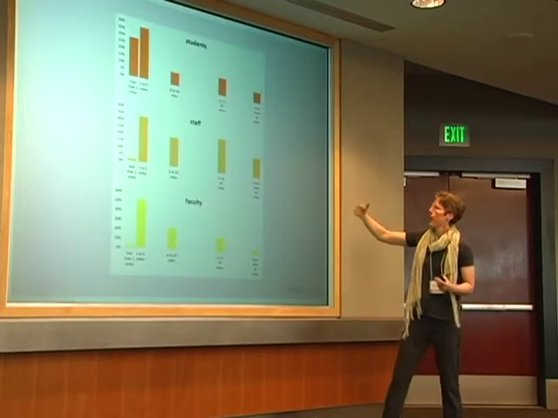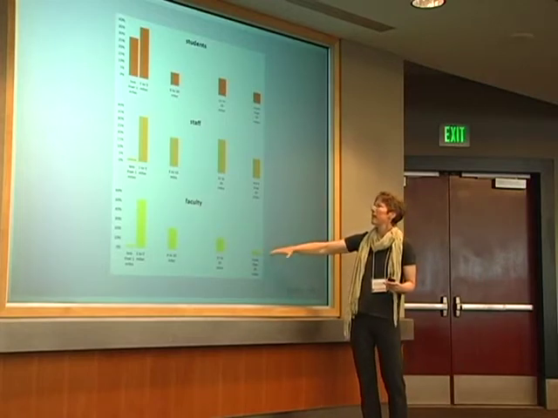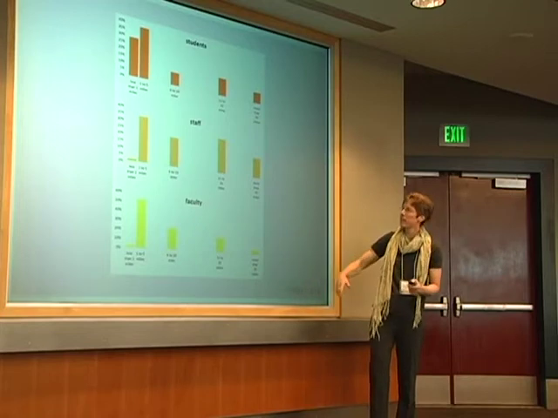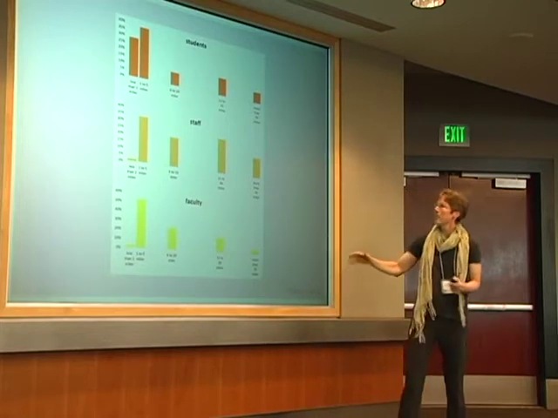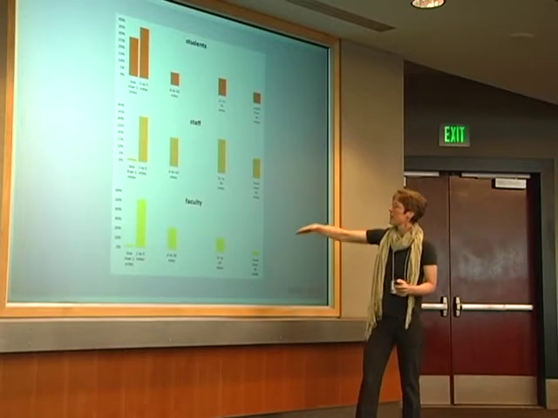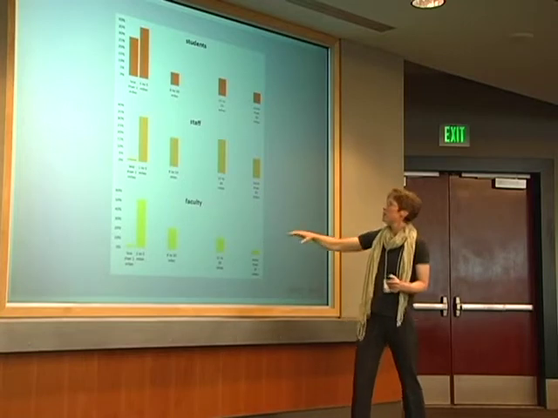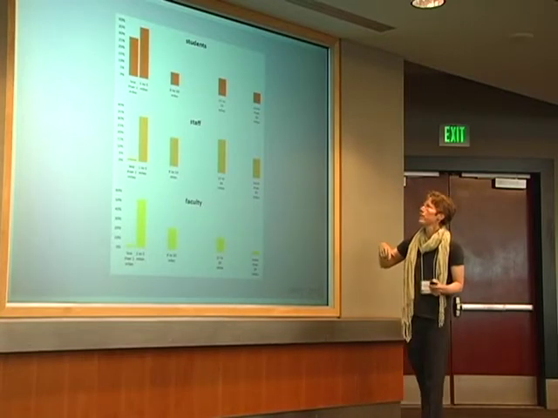Here's another encoding where I've double encoded. So color means category, but also spatial position, in this case, means category. And again, slightly different impression. It's easier for me to look at each category of commuters, but it's a little harder to compare between categories.